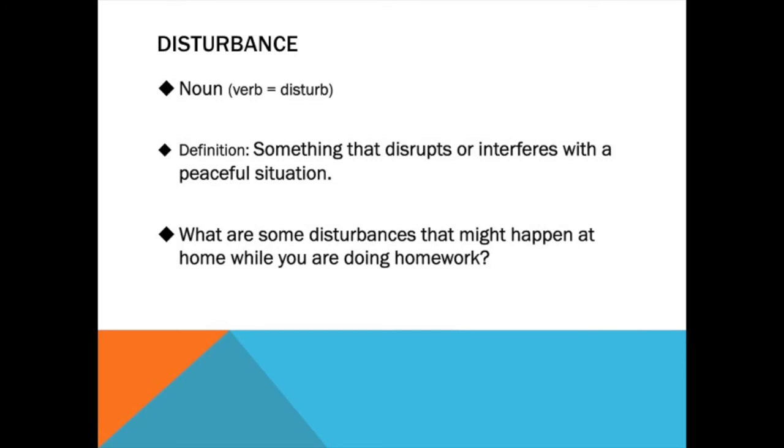Our next word this week is disturbance. Disturbance also ends with that noun ending. In this case, it's "ance". If we wanted to use the word disturbance as a verb or action word, we would just take that noun suffix off of the end, and we would have the word disturb. The definition of disturbance is something that disrupts or interferes with a peaceful situation.